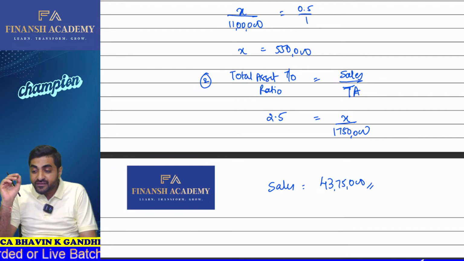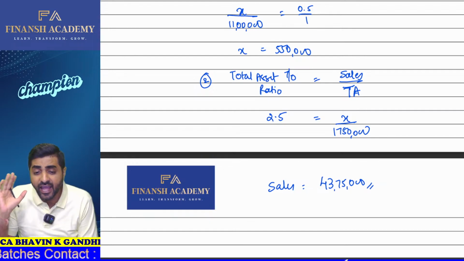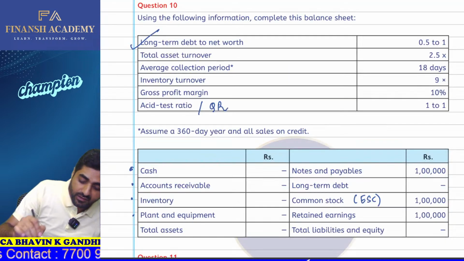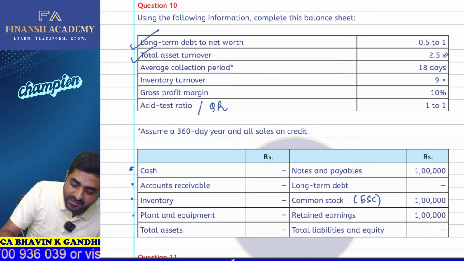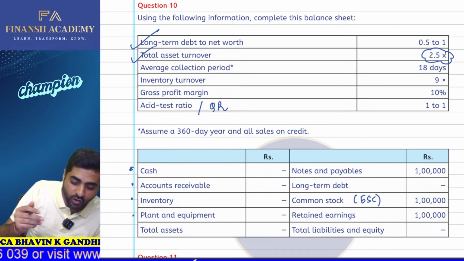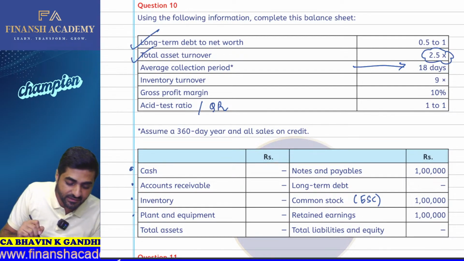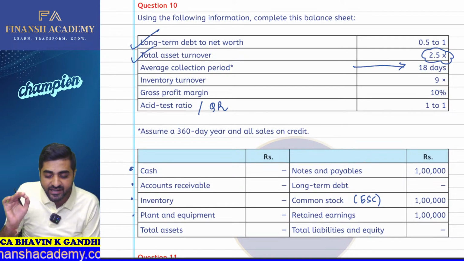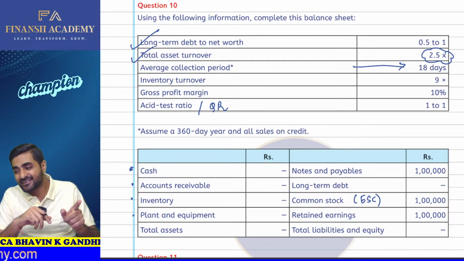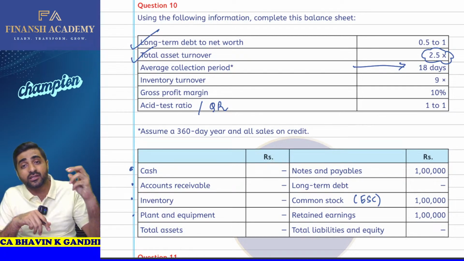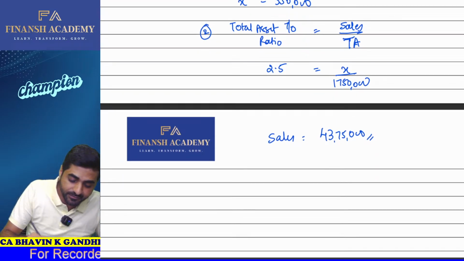So do I have the amount of sales also available? Come on, yes or no? Yes, sir. I have the amount of the sales available. Now in this particular case, your total asset turnover ratio is 2.5 times. We have got the amount of the sales. Your average collection period is 18 days. This data will actually help you to calculate what is going to be the amount of the debtors. What is going to be the amount of what? Amount of debtors.